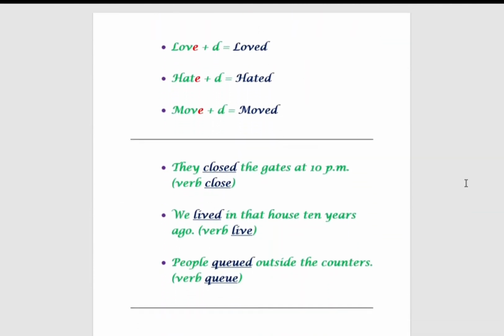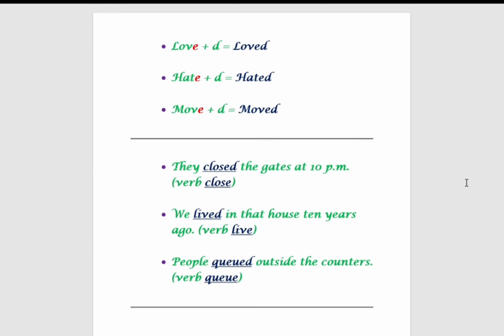Now for these words, if the verb ends in E, we just add D to it to form the past tense. Like you can see the highlighted letters in red, love, hate, move, they're all ending with E. So here we are adding only D and it becomes loved, hated and moved.